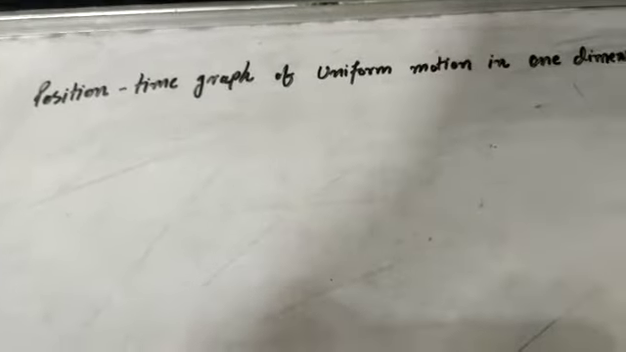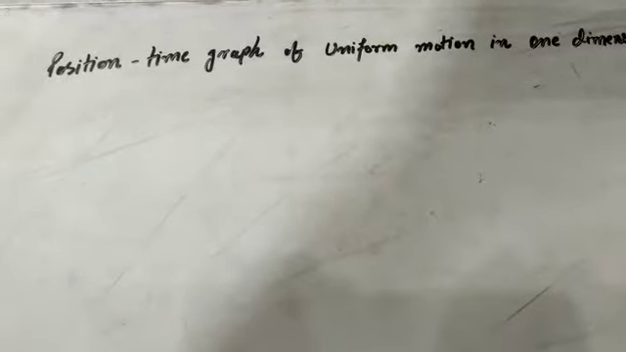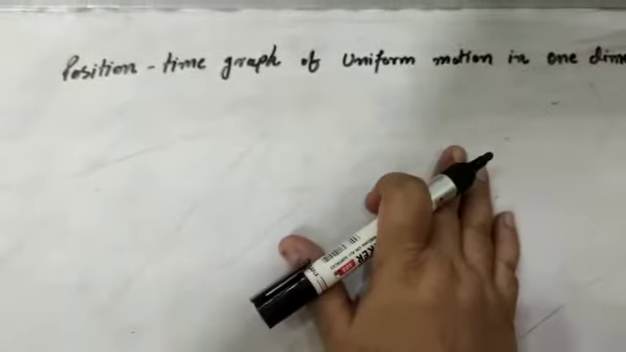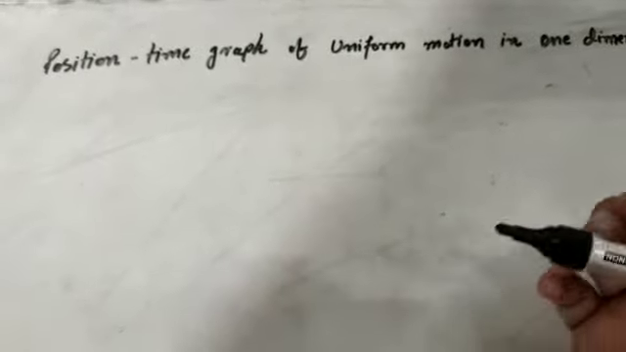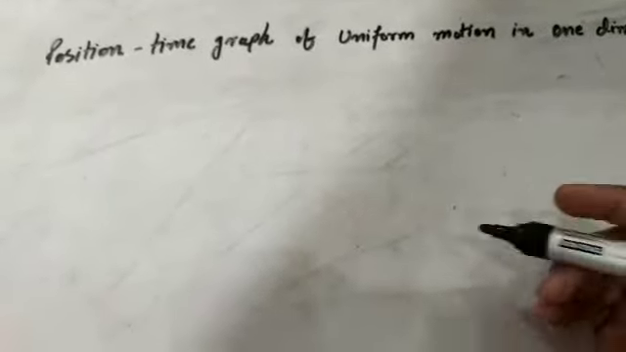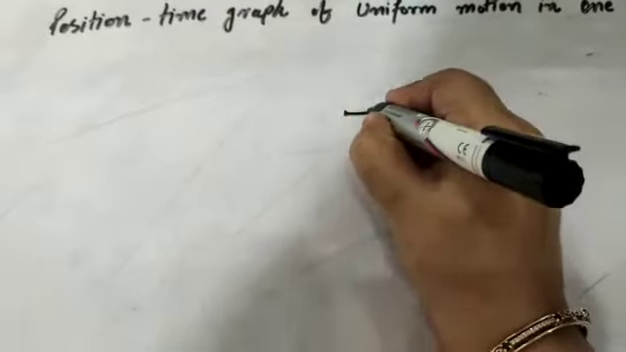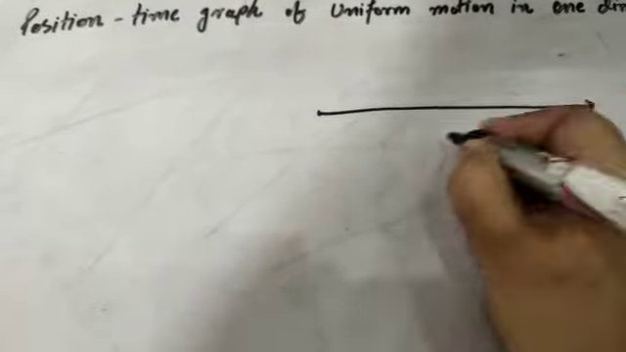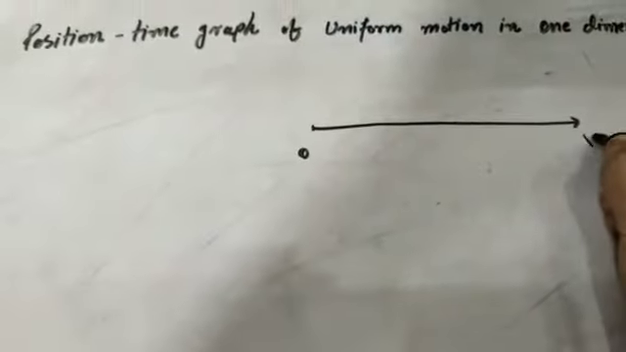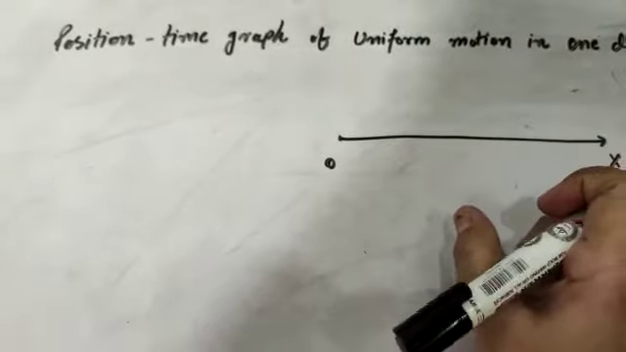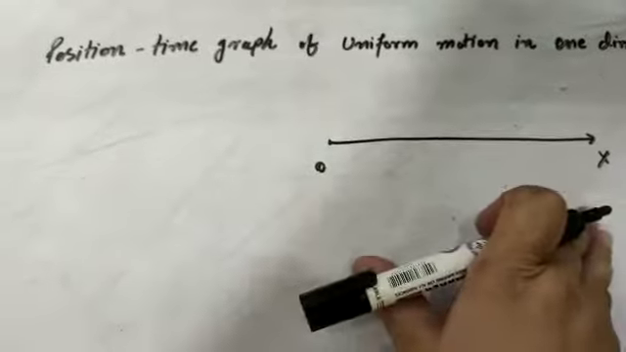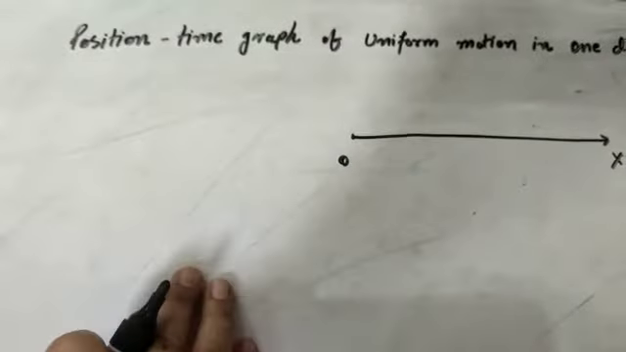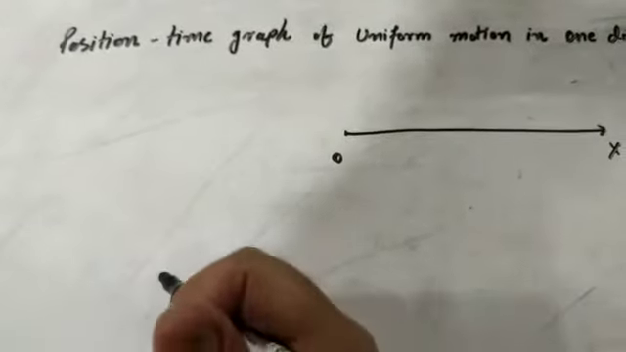Position time graph of uniform motion in one dimension. Actually, this topic gives us the significance of the position time graph for uniform motion in one dimension. As we have discussed previously, the motion along a straight line OX is a uniform motion. Now let us discuss that concept with the graph and find out what this position time graph gives us.